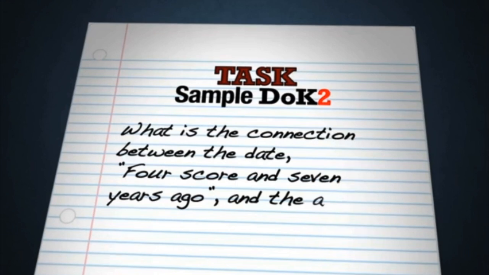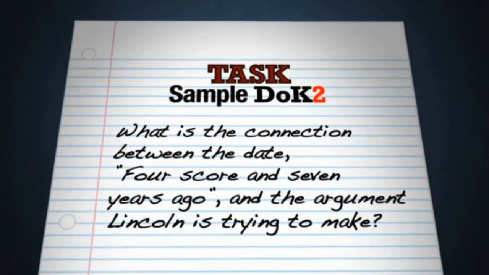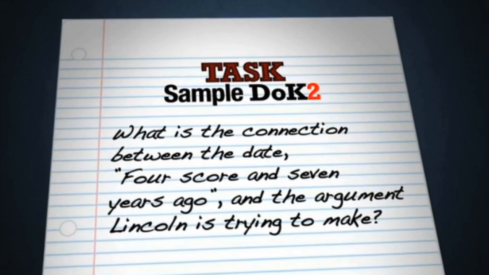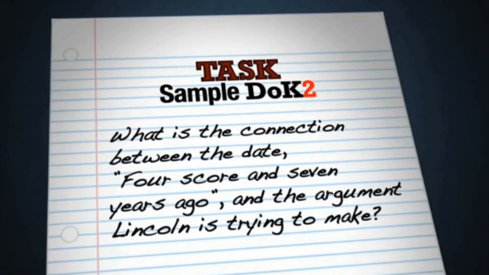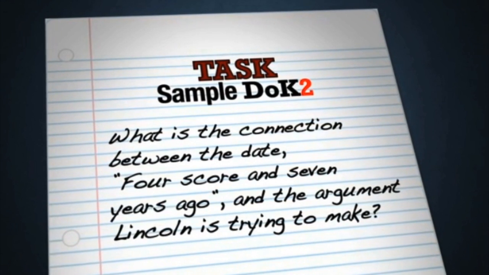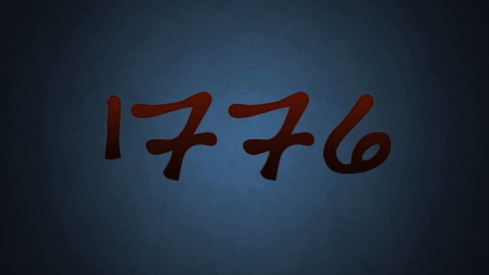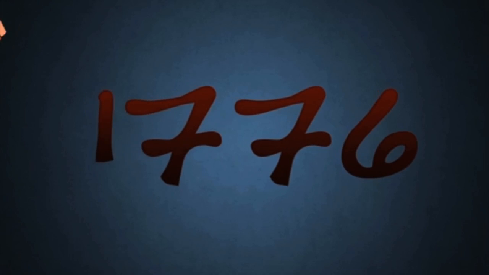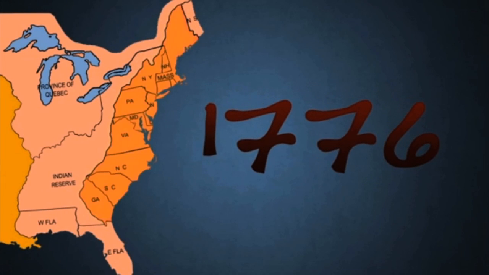A DoK 2 question that builds off the previous task is, what is the connection between the date "7 years ago" and the argument Lincoln is trying to make? This question is a DoK 2 because it asks students to identify the central idea and explain a relationship. The task asks students to determine the significance of the date mentioned. Then, they must explain how this relates to Lincoln's main argument for preserving a nation formed on principles of freedom and equality.